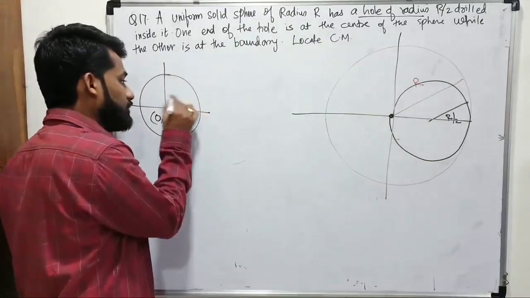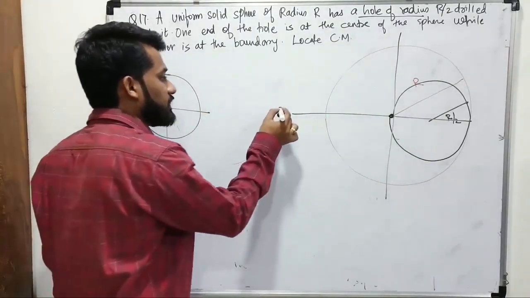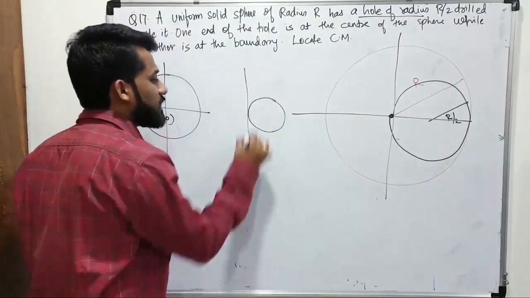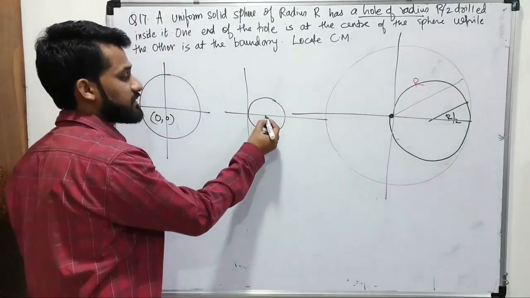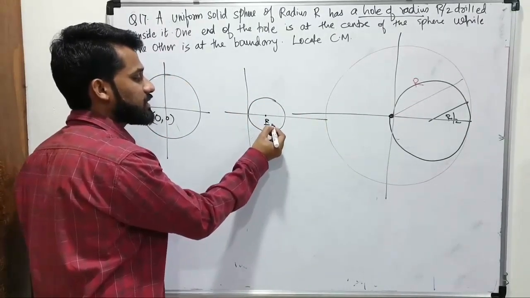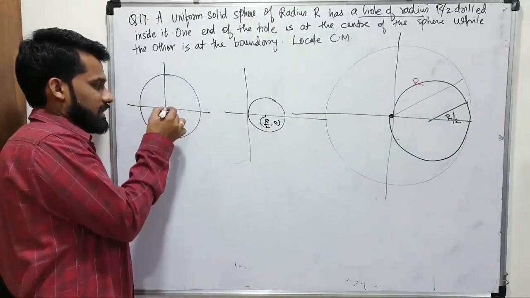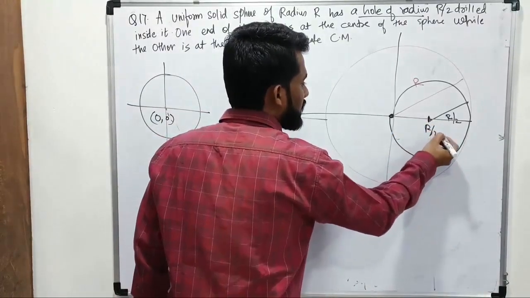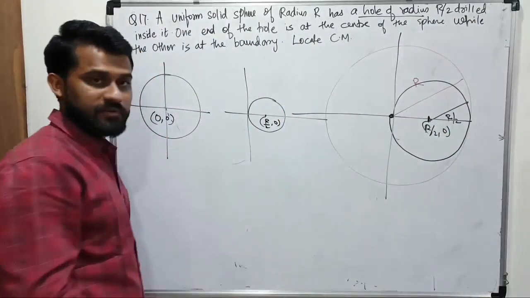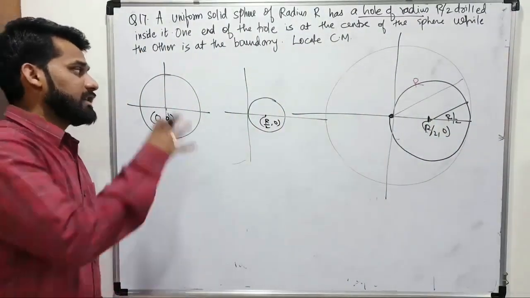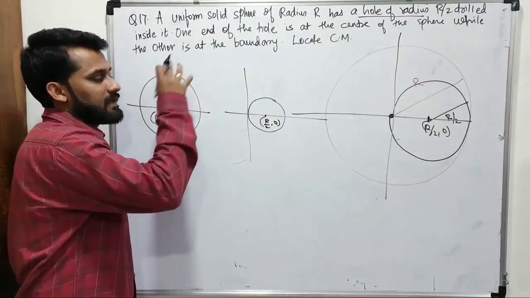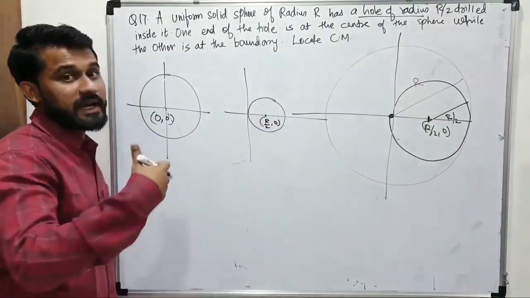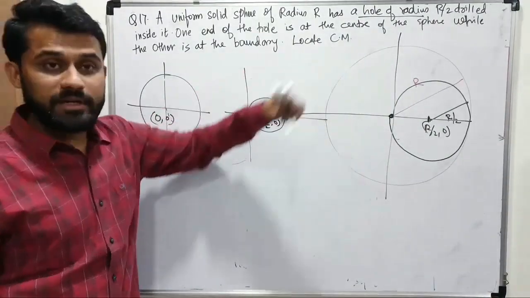And if you remove this particular sphere, where will the center of mass of the removed sphere be? The center of mass of the removed sphere will be at r by 2, 0, because the center of this removed sphere is at r by 2. R by 2, 0 will be the center of the removed sphere. So initially there is the whole sphere, and then there is a removed sphere. I will use the negative mass concept for calculating the center of mass.